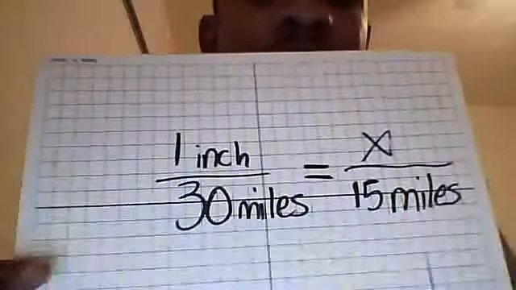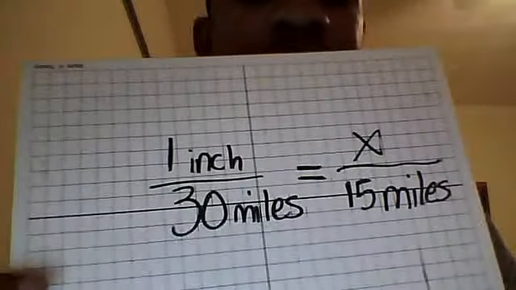Of course, we know the 1 inch is the model. The 30 miles is the actual. So, the question may be, how many inches would it be for 15 miles? 15 miles, because what I'm doing is I'm setting up a proportion. The 15 miles is the actual. And we're trying to see how many inches that would be.